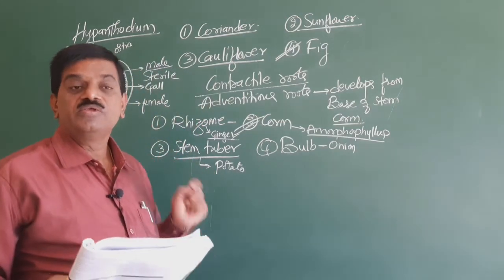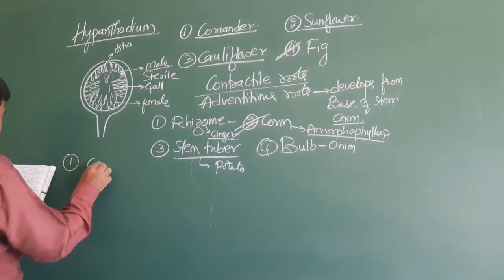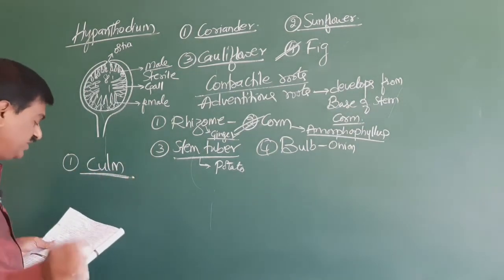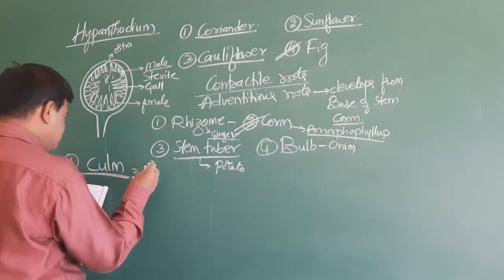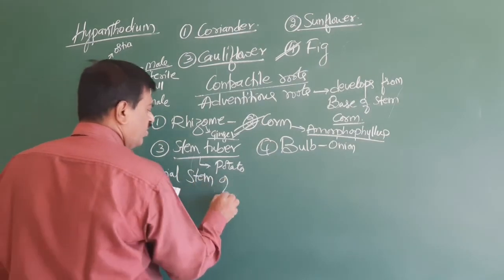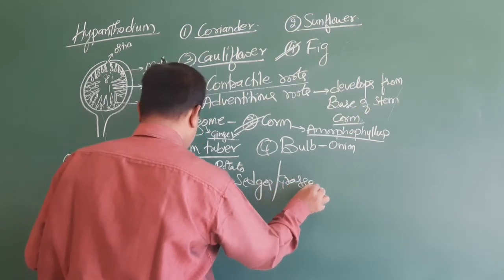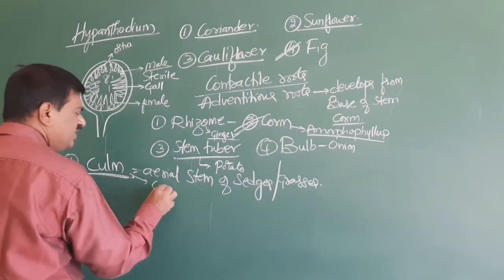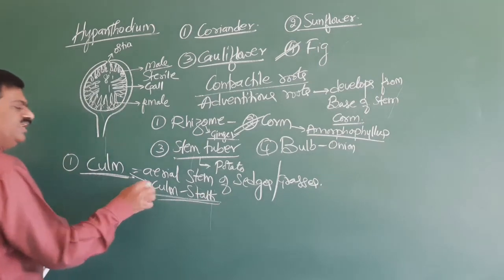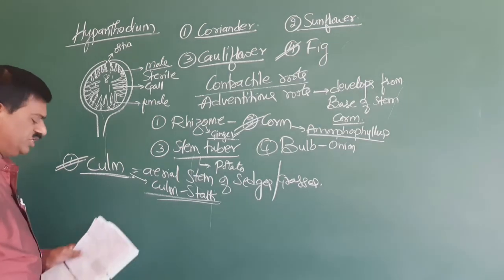40. Bamboo is. The first one is clump. The clump is nothing but the aerial stem of the grasses, as well as sedges. Clump is nothing but a stalk. At the nodal region of a bamboo, there is a presence of joints. So the right answer for bamboo is clump.